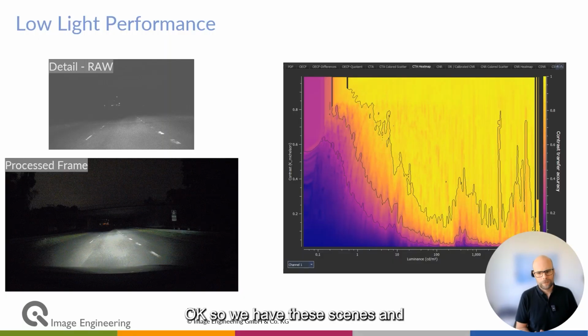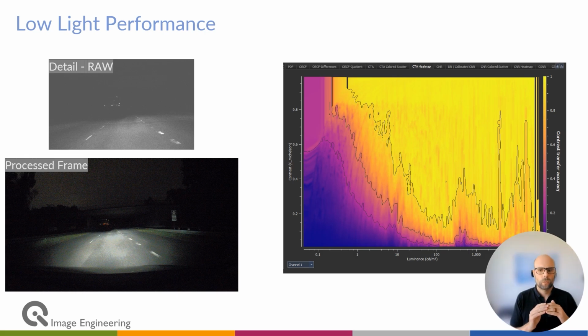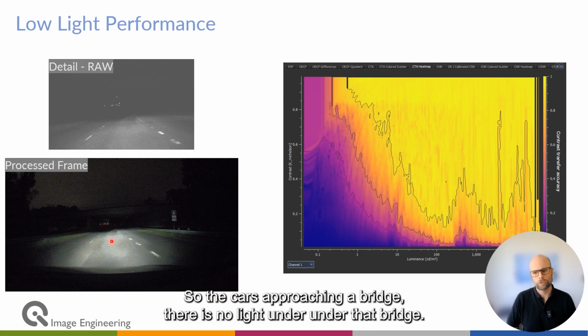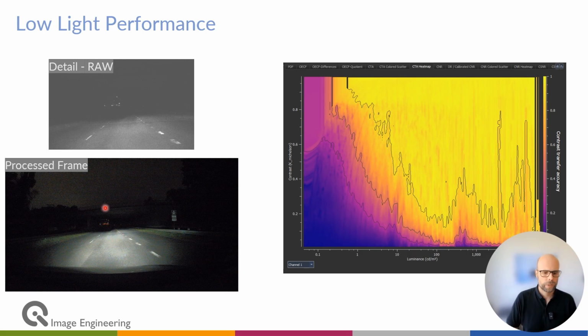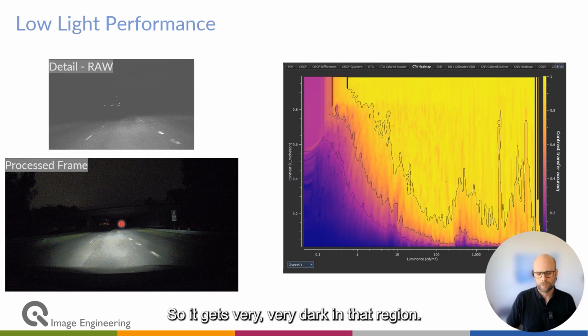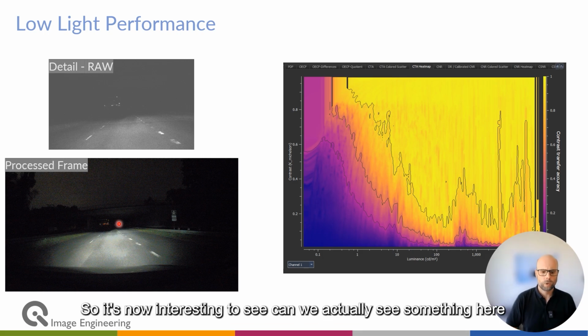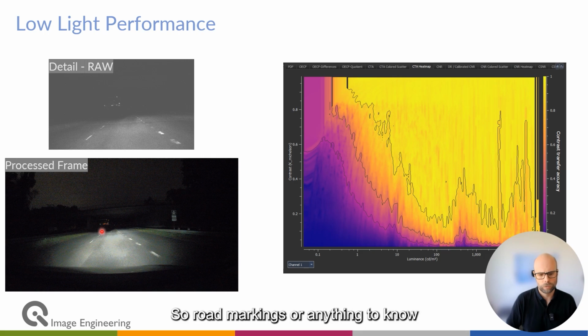Okay, so we have these scenes, and how can we link that to the map? So here is an example that we captured. I took a frame here. So the car is approaching a bridge. There is no light under that bridge, so it gets very, very dark in that region. And because of the headlamps on, we have huge contrast there towards the scene. So it's now interesting to see, can we actually see something here under the bridge? So road markings, anything to know where to drive.